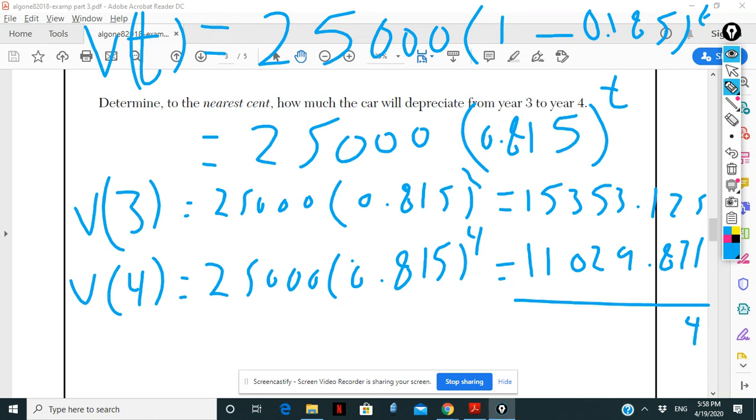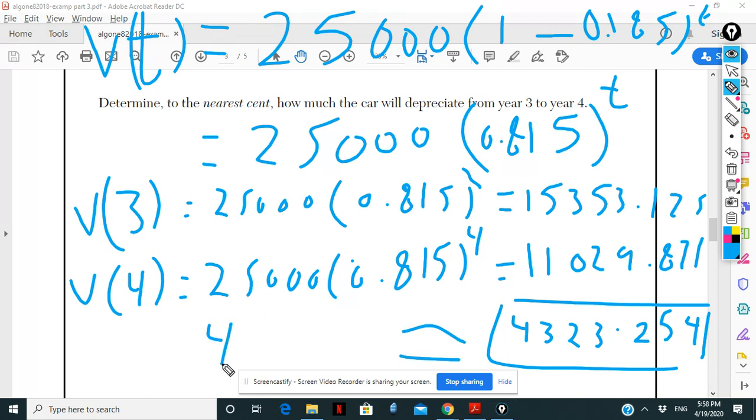That's 4, that's 5, 4, 5, 2, 3, 4. So when we round to the nearest cent, it's 4,323.25.